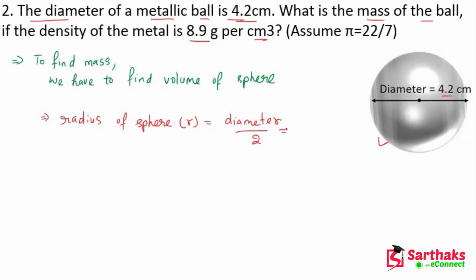Okay, so diameter is what? This is 4.2 which is divided by 2. So we get 2.1 centimeter. So this is the radius. So with the help of radius we can easily find the volume. So volume of sphere is equal to 4 upon 3 pi r cube.